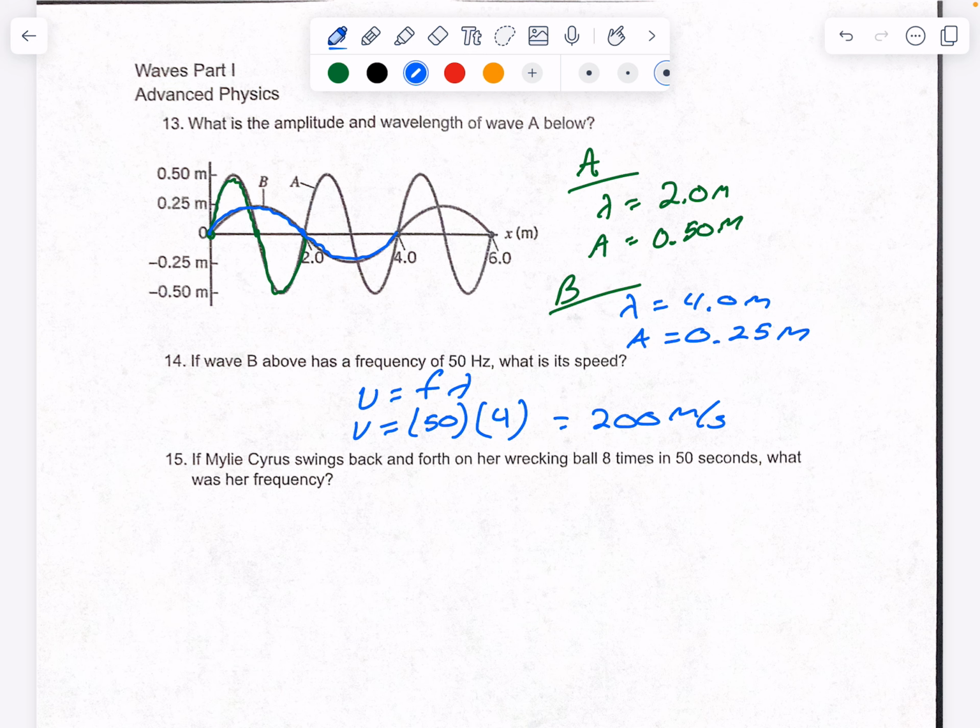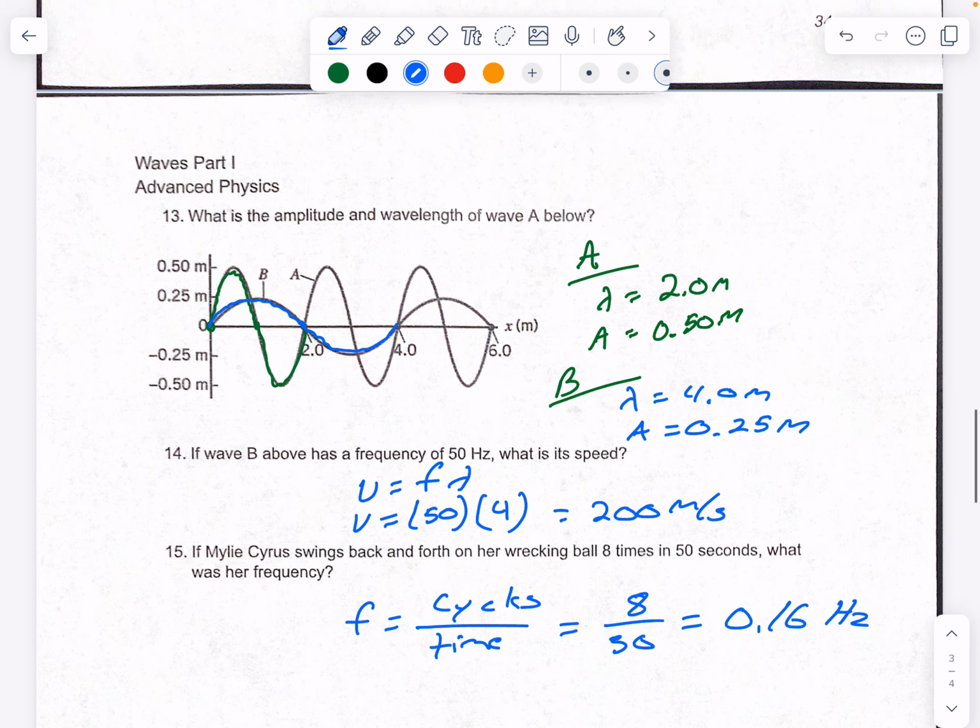15, don't worry about this problem. Okay, this goes back to, we did this a long time ago with circular motion. Okay, if you want to find frequency and you have how many waves or circles there were in a certain amount of time, frequency equals cycles over time. Okay, so you would just do 8 cycles over 50 seconds. And that'll give you a frequency of 0.16 hertz. Okay, so again, don't get too hung up on that one.